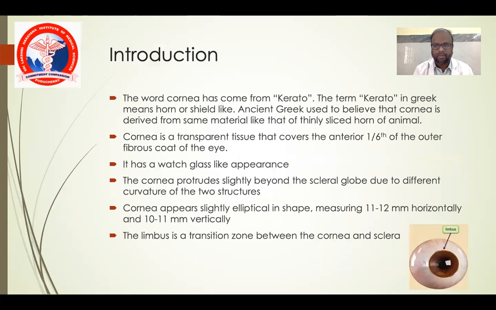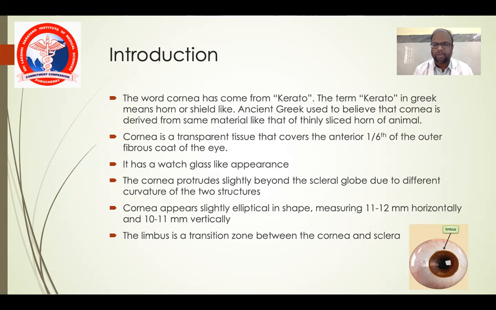Now coming to the cornea proper, let us understand the anatomy of the cornea. Cornea in Greek is called kerato. Many words come from the same root word kerato, like keratoplasty, keratoconus. This word is derived from Greek. It means a horn or shield-like. The ancient Greeks thought that the cornea behaves like a shield for the eye, so they considered it to be a tough layer, something which protects the eye.